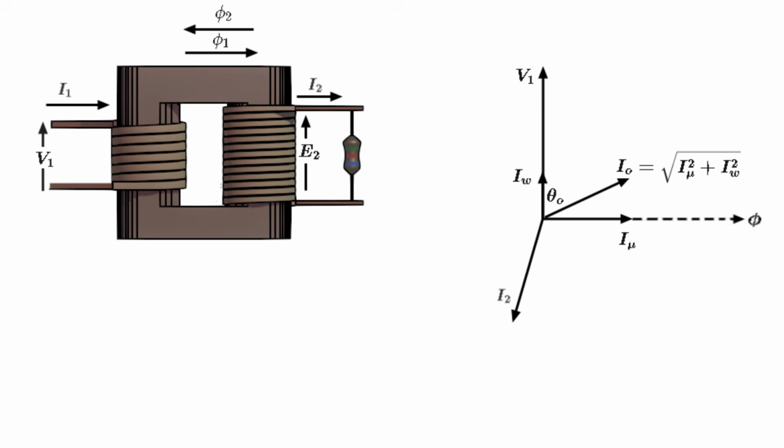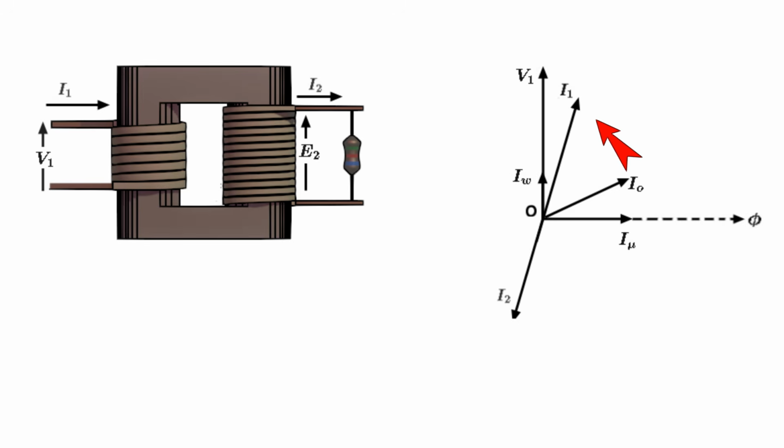Now think in terms of ampere turns. The secondary flux corresponds to ampere turns equal to N2 times I2, where N2 is the number of turns of the secondary winding. Similarly, the counterflux produced by the primary corresponds to ampere turns equal to N1 times I1, where N1 is the number of turns of the primary winding. So, for balance, N1 times I1 equals N2 times I2. This gives the relation I1/I2 equals N2/N1. Therefore, the transformer draws two types of current from the primary source.